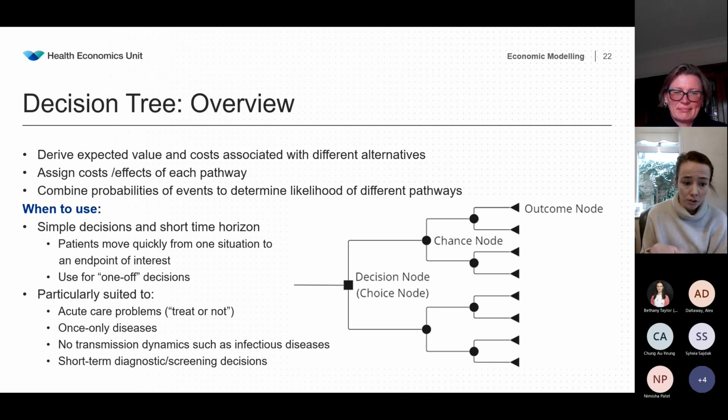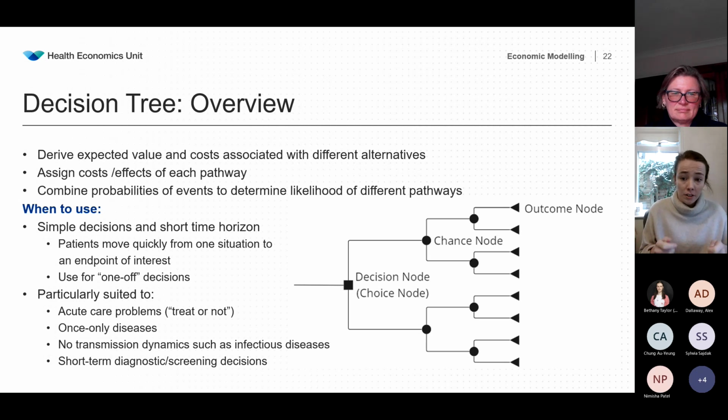They're particularly suited to acute care problems, so treat or not. Once only diseases, so anything like the flu, where you can get it every year, you wouldn't want to use this. And then you're assuming that there are no transition dynamics, such as with infectious diseases. Decision trees should never be used to model something like COVID. COVID is much too complex for a decision tree. And then short-term diagnostic and screening decisions. So basically short time frame and simple problems.